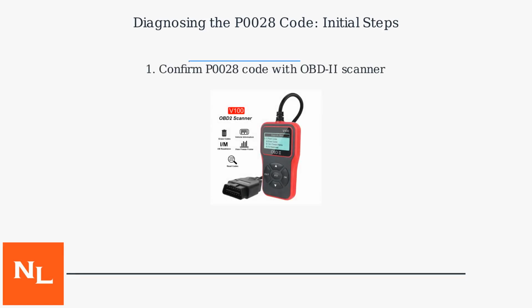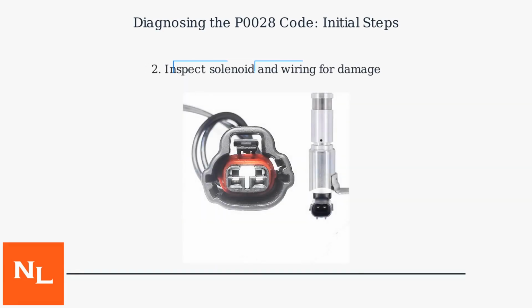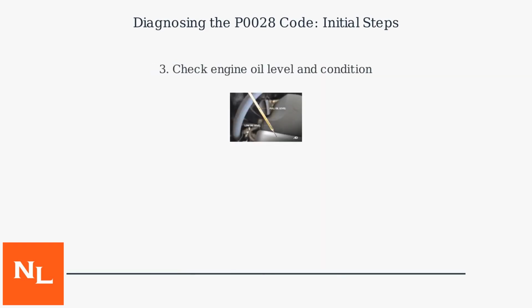Start by using an OBD2 scanner to confirm the P0028 code. Connect the scanner to the vehicle's OBD2 port and read the diagnostic trouble codes. Inspect the solenoid and wiring for visible damage, such as corrosion, fraying, or loose connections. Check the engine oil level and condition.